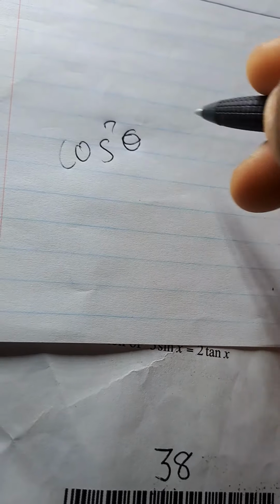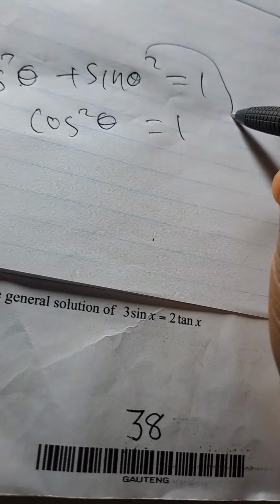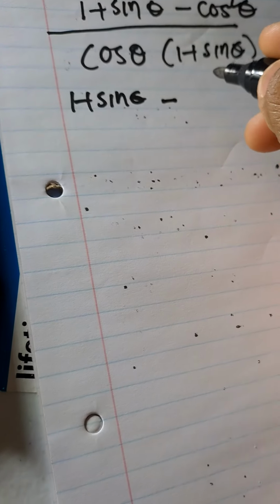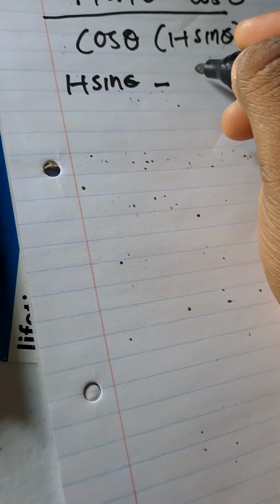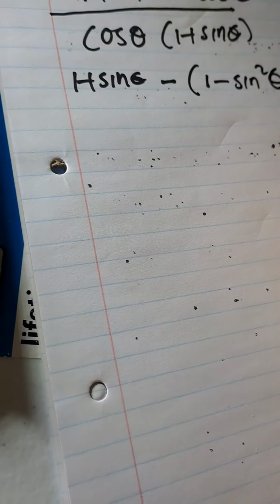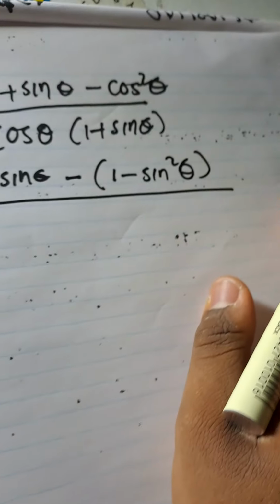You are saying cos squared theta plus sine squared theta is equal to 1. So when you make this one the subject, cos squared theta is equal to 1 minus sine squared theta. So let's continue. Which is now going to be minus open bracket 1 minus sine squared theta. The reason I'm making a bracket is because there's another negative sign, so please be careful, guys.